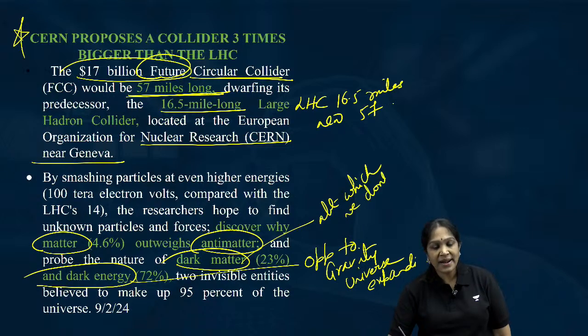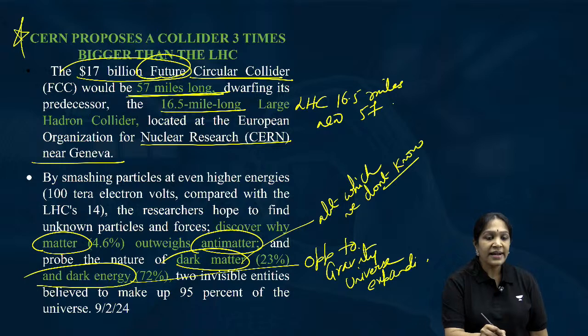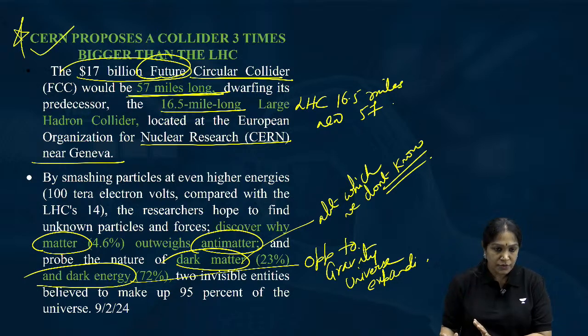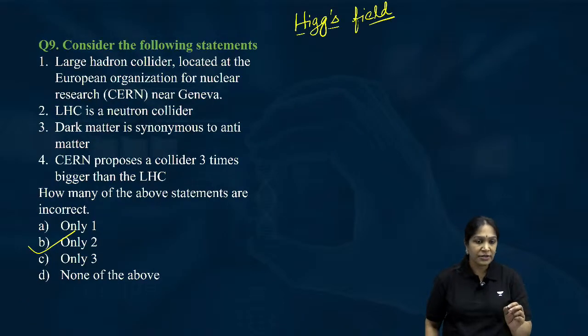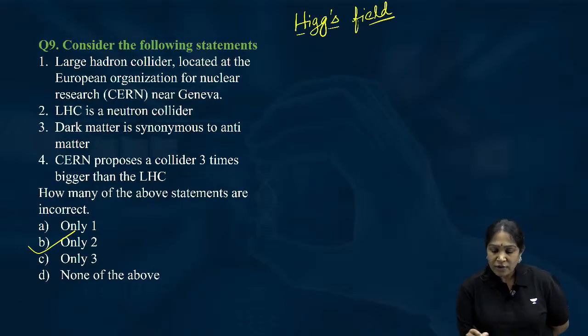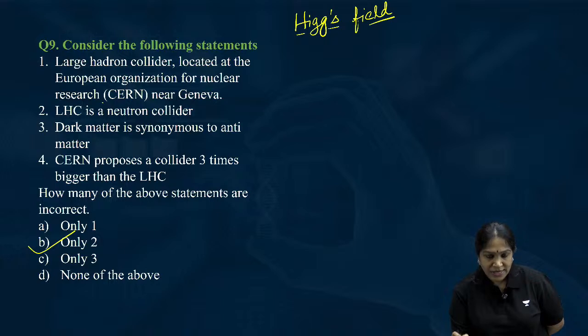That is called dark matter. So with this new collider, we will understand all those things. That is the advantage of that. Okay, so now coming to the question. Large Hadron Collider is located in CERN, Geneva.